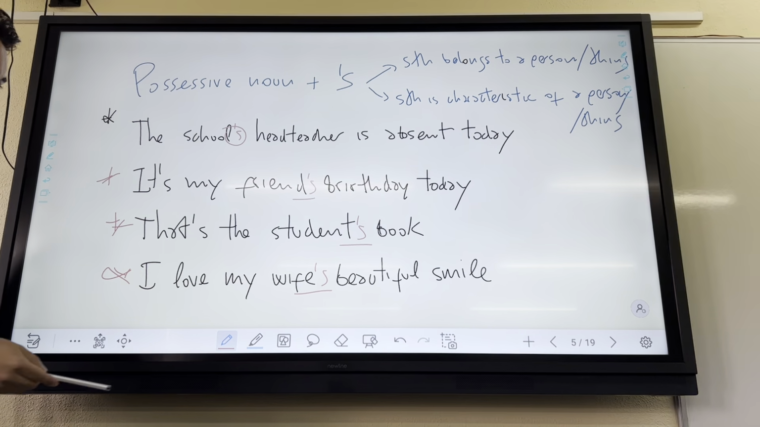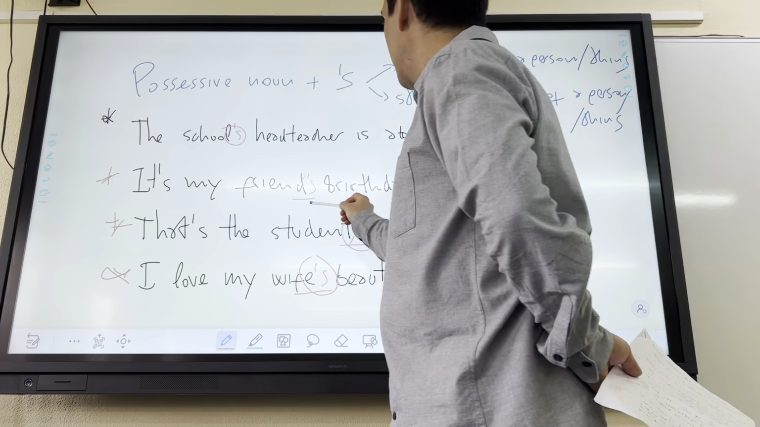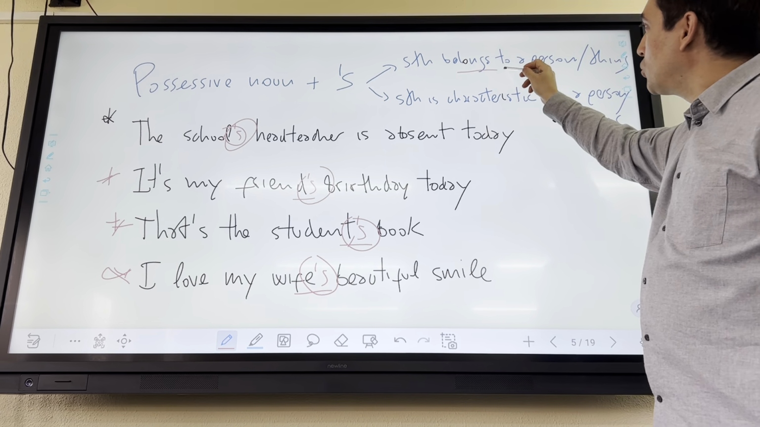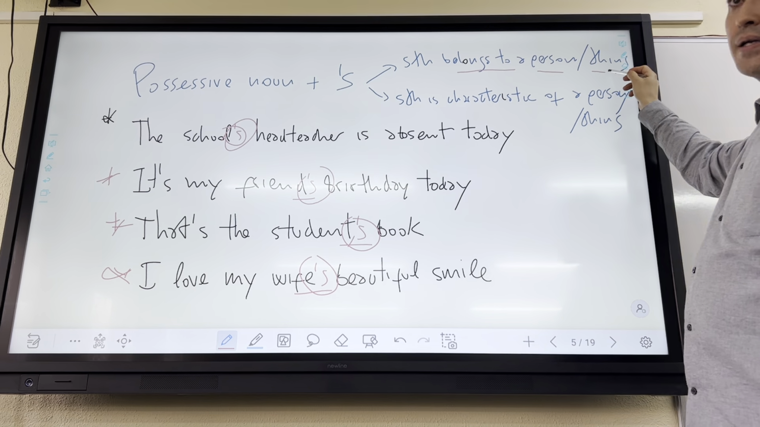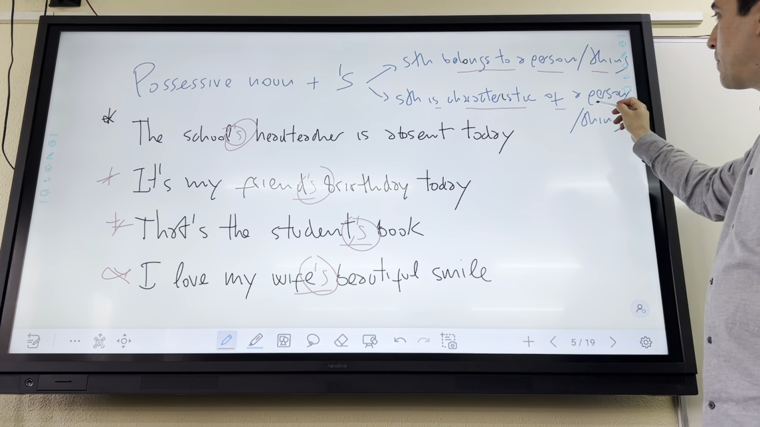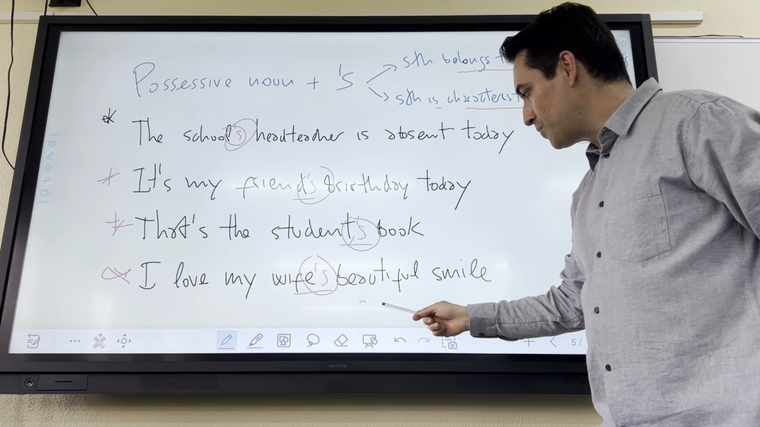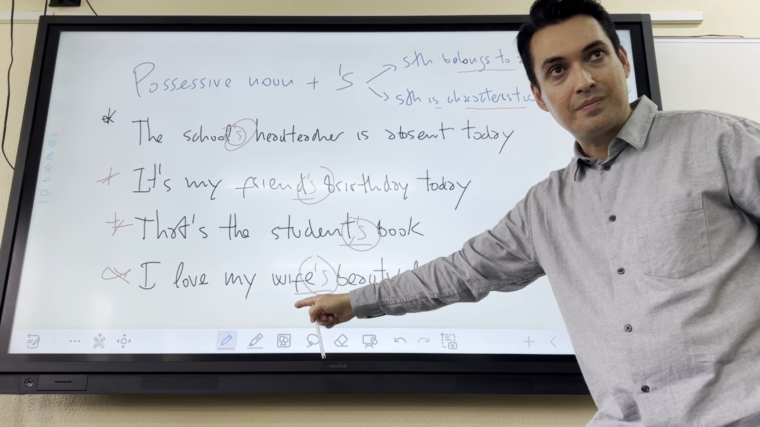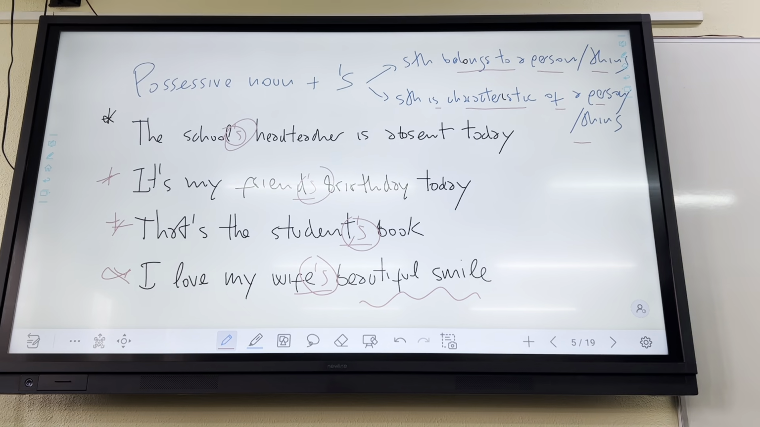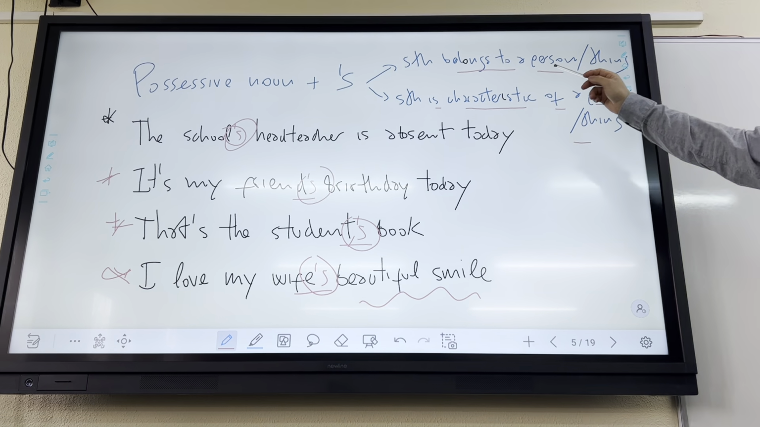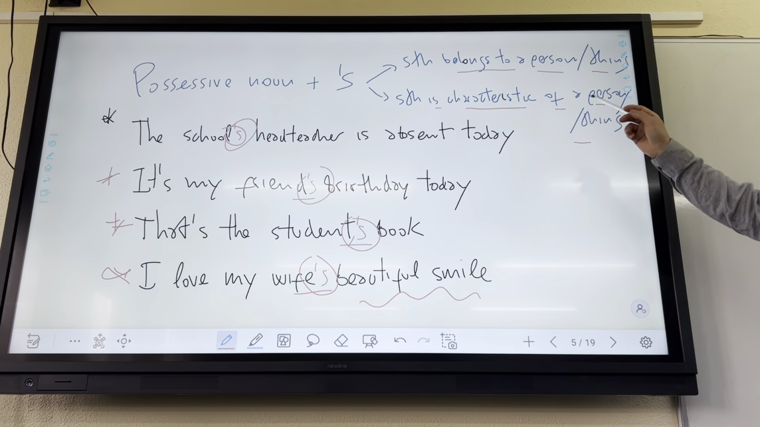So what am I using here? Possession. I'm indicating that something belongs to a person or thing, or not only that, that something is characteristic of a person or thing. For example, the beautiful smile is characteristic of my wife. So pretty. All right. So far so good. So remember, something that belongs to a person or thing, or something which is characteristic of a person or thing.